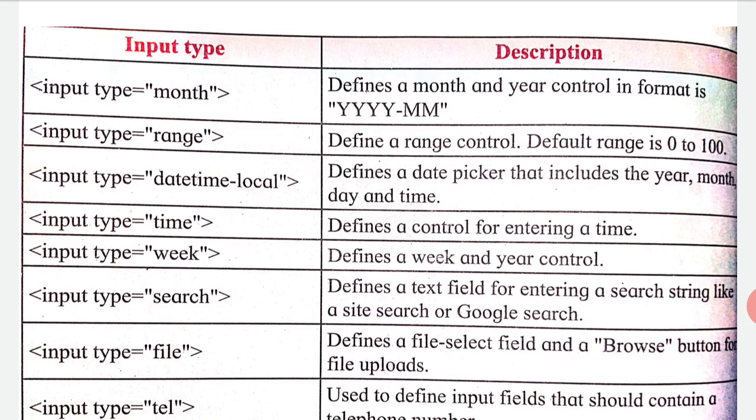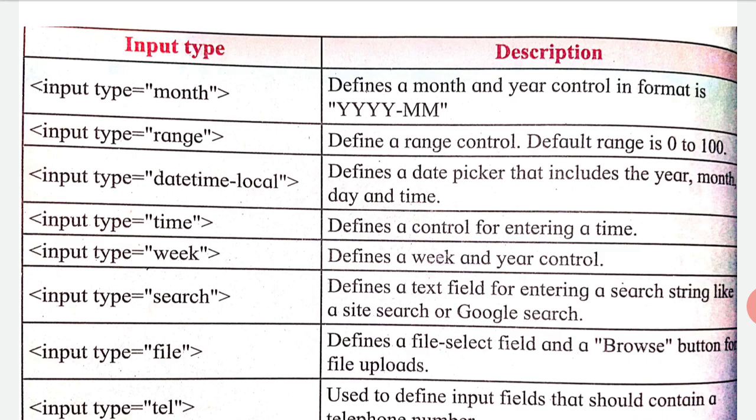Then input type equal to range. It defines a range control. The default range is 0 to 100. When you define a range, the range is between 0 and 100. Next, input type equal to datetime-local. Datetime-local defines a date picker that includes the year, month, day and time. Both are there, that is the day and time also.